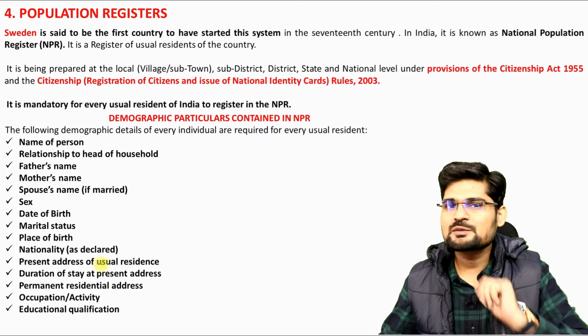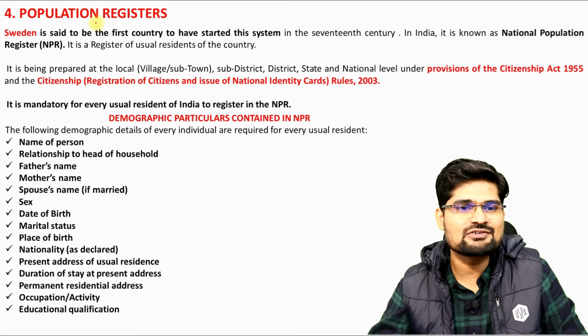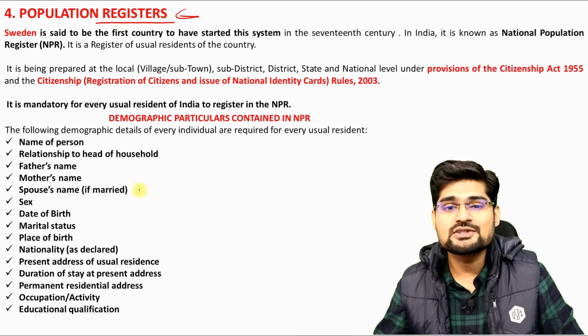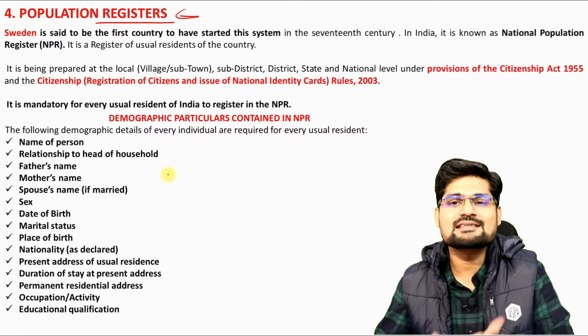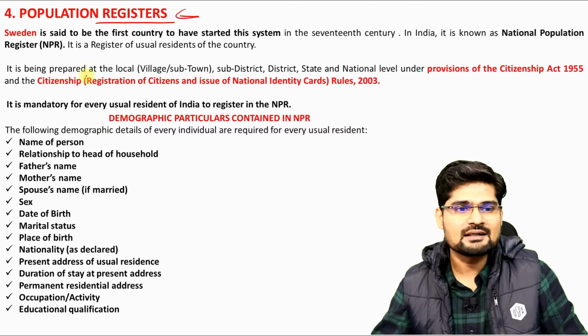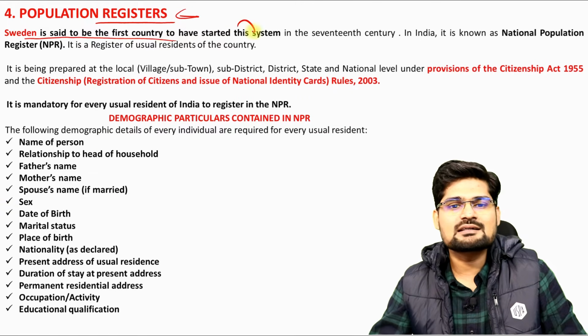Now coming to the fourth pillar of the source of data, that is population registers. Now what is this population register? It is a registration system of the population of a nationality. So Sweden is the first country which started this system.